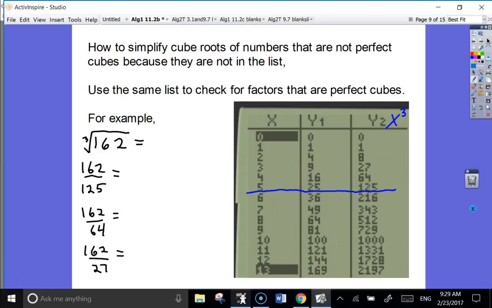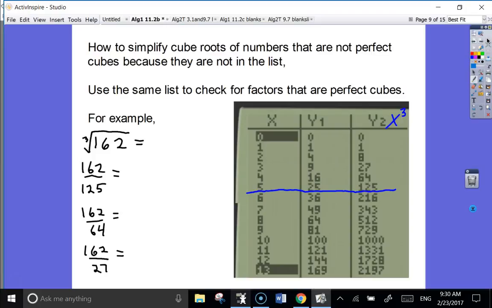So then I want to ask myself, okay, are there any factors of 162 which are perfect cubes? So let's just start dividing our number by all the perfect cubes until we find one that divides evenly into it. So that's what I'm doing here. 162 divided by 125. Somebody put that in their calculator. What do you got?